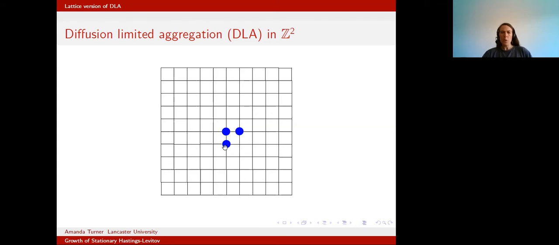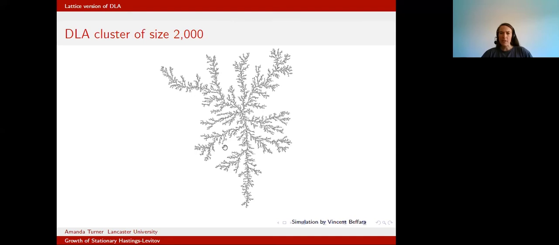What happens is you do this for a long time, your cluster gets bigger and bigger, and you end up with something that looks a little bit like this. Thanks to Vincent Beffara for this picture. You can see the simulation's not a million miles off what we saw with the physical experiment. Certainly we're picking up these deep fjords, big fingers, kind of ferny, fractally type of shapes.